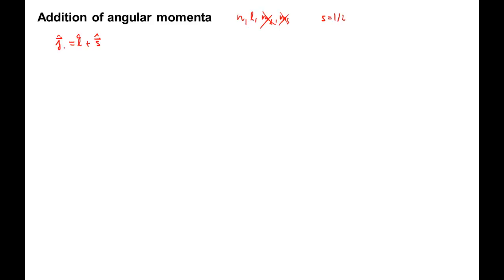The properties of J are similar to those of the other angular momenta. The eigenvalues of J squared are h bar squared times J times J plus 1. And the eigenvalues of Jz, a projection along an axis, are equal to h bar times mj, where mj runs from negative j all the way up to positive j. This is the total angular momentum.